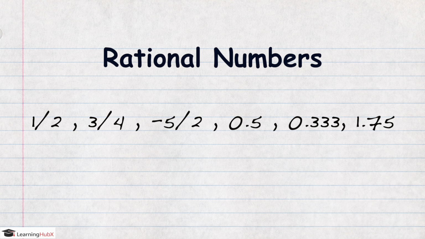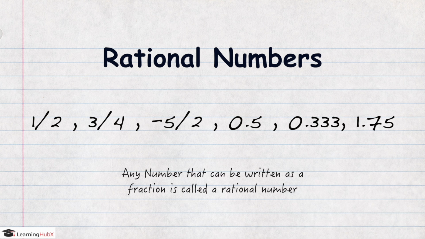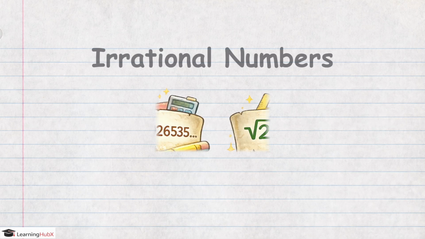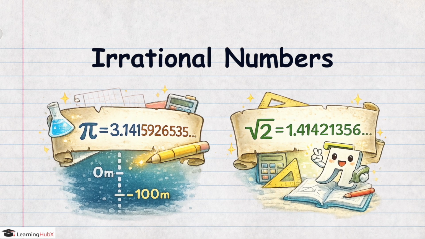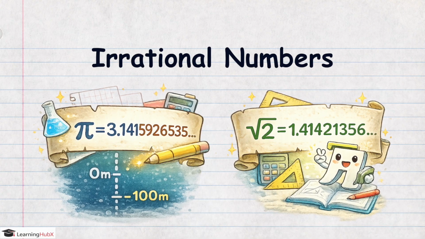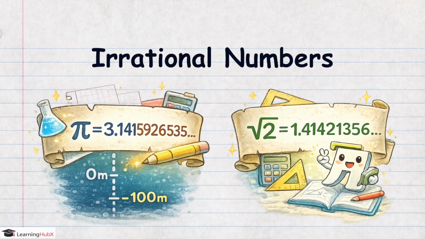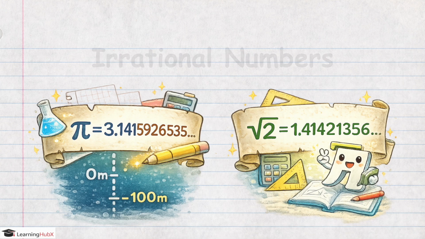Now let's talk about fractions and decimals. Any number that can be written as a fraction is called a rational number. Even decimals that stop or repeat are rational. For example, 0.5, 0.333, and 1.75. But some numbers cannot be written as fractions. Their decimals never stop and never repeat. These are called irrational numbers. They go on forever with no pattern.